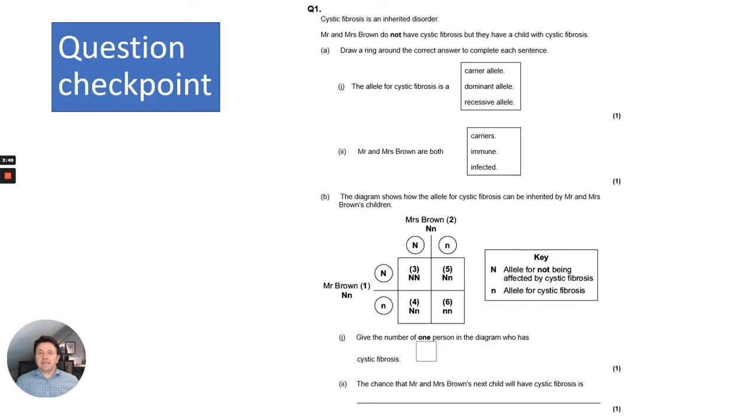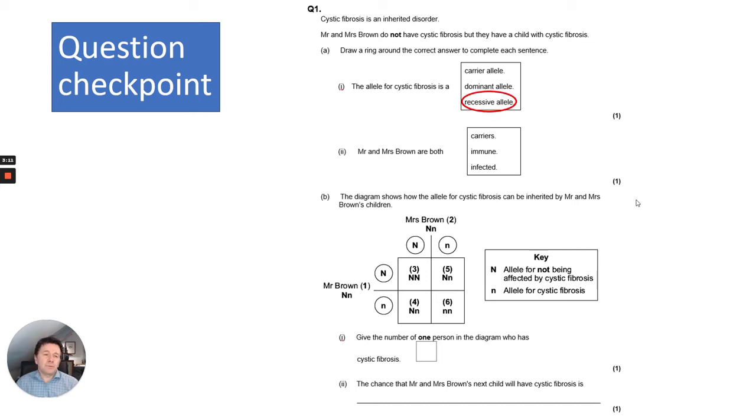Okay, so let's have a look at some questions. So this is a question checkpoint, and what I'm going to ask you to do in a minute is to pause and read and try and answer the question. Okay, so you can pause in 3, 2, 1. Okay, so this first question is for foundation here, and you can see that it says draw a ring around the correct answer to complete each sentence, and it asks you the allele for cystic fibrosis. So this will be from your knowledge, and the answer is recessive allele.